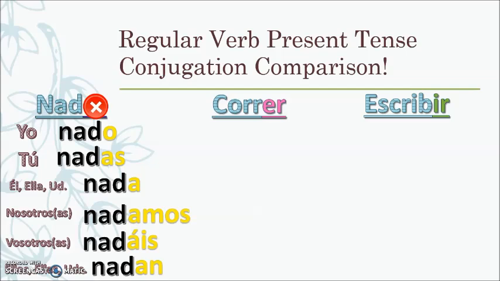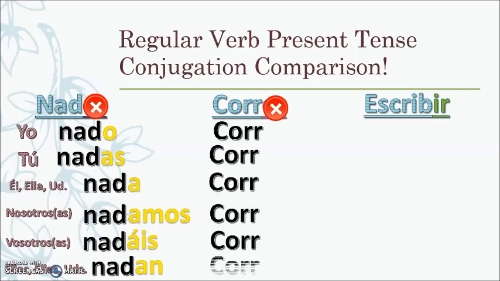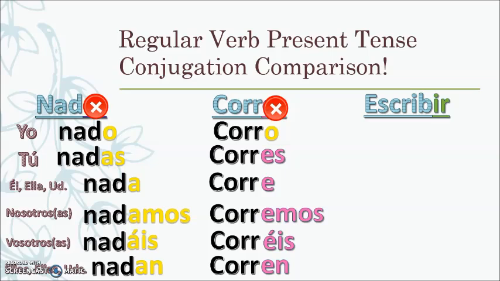Now we're just going to speed things up a little bit, and we're also going to compare correr and escribir, since they are ER, IR verbs. So we do the same thing. We remove the ER, and we're left with the stem. And to the stem, we just add the subject ending. So o, es, e, emos, és, and en for ER verbs.